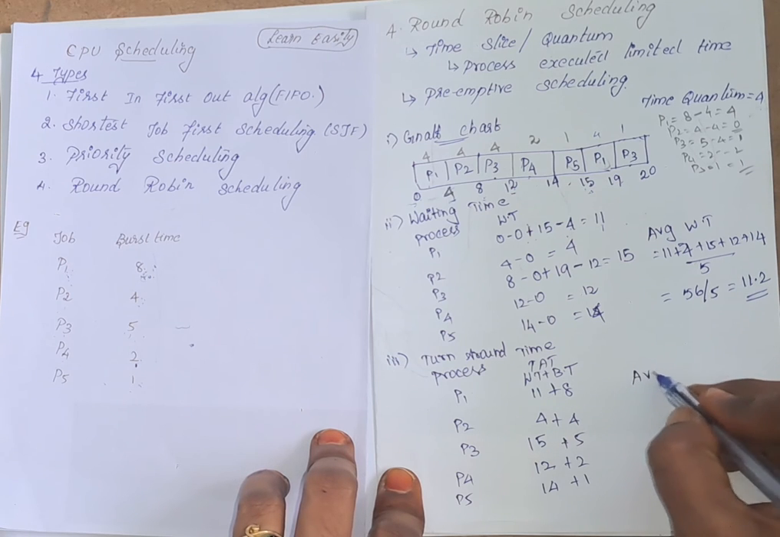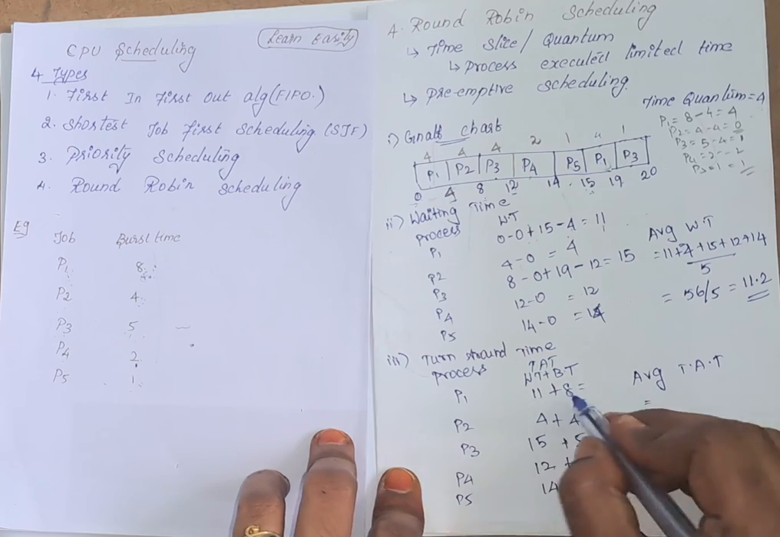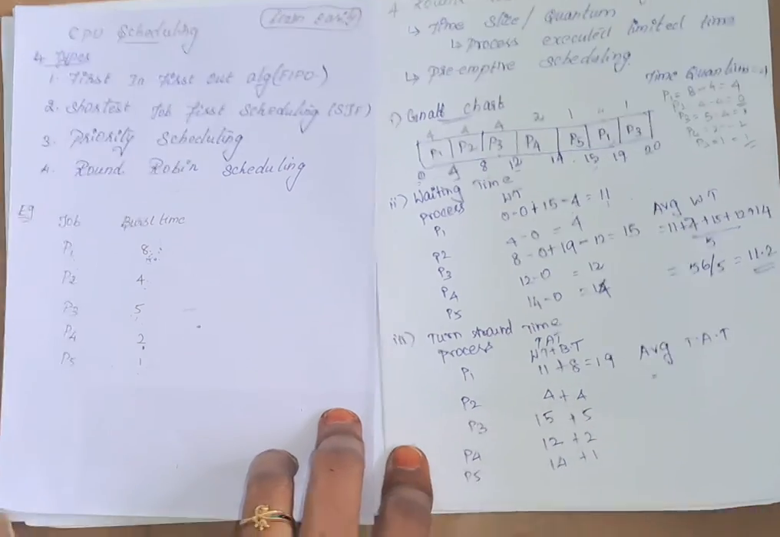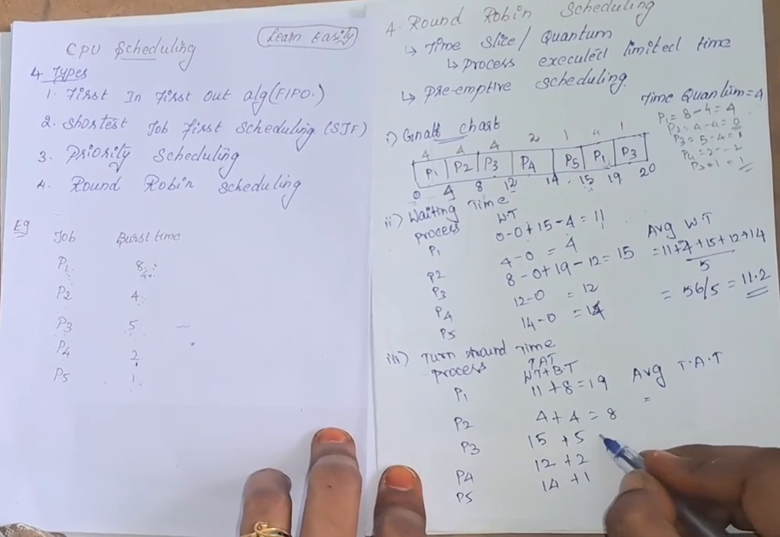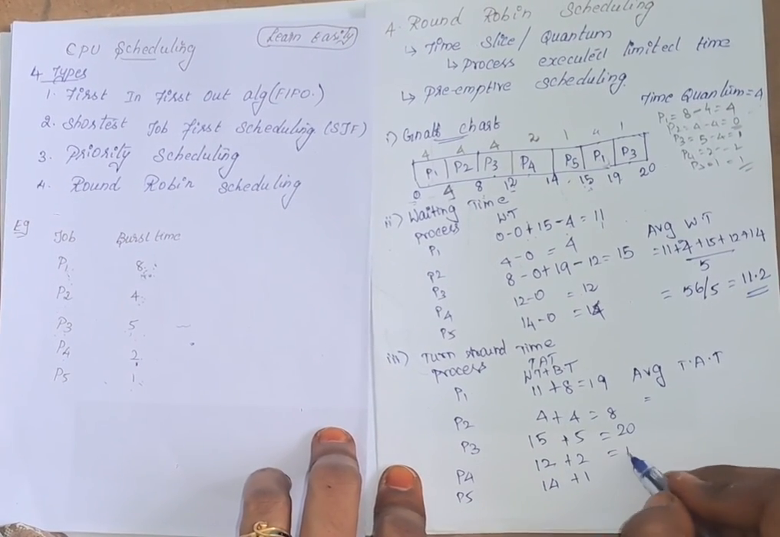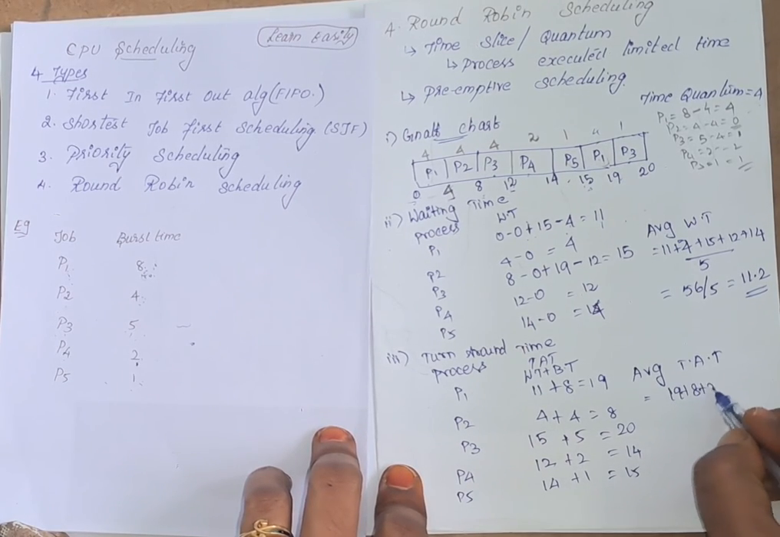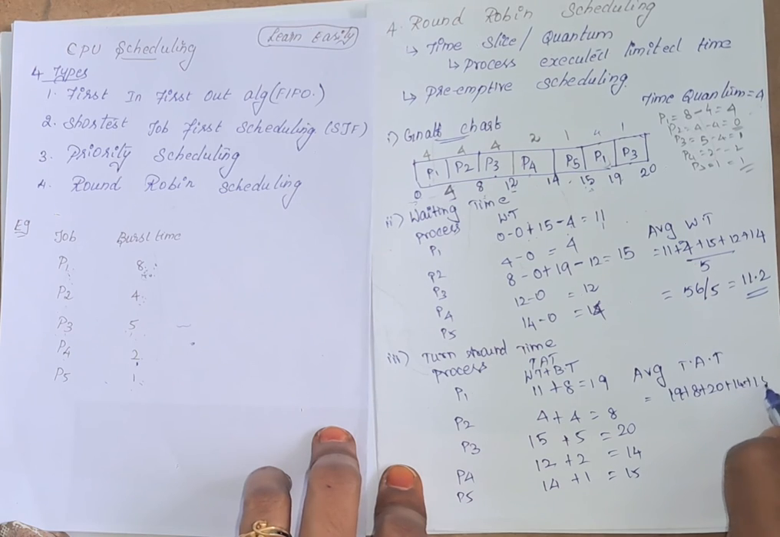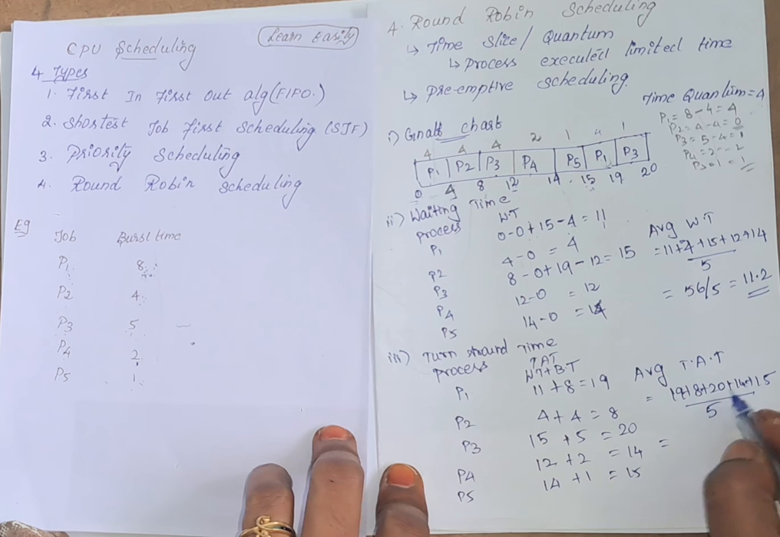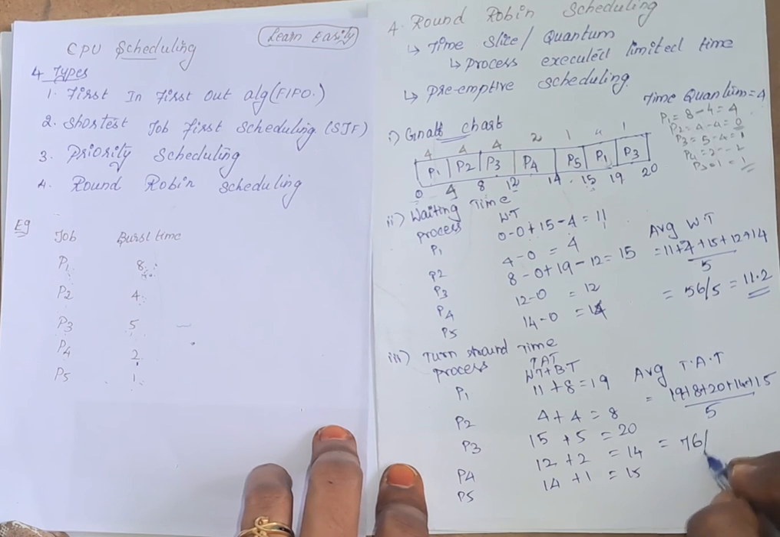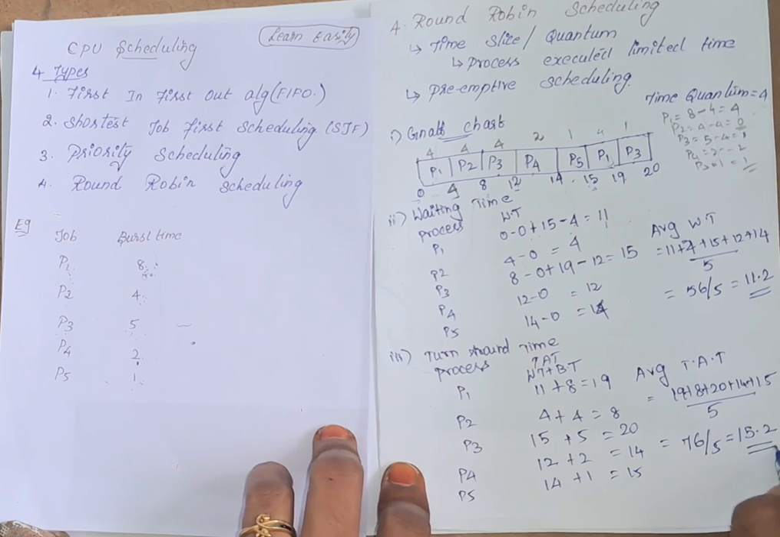So we have to find our average turnaround time. So 11 plus 8 is 19. This one is 8, 20, 14 and 15. So 19 plus 8 plus 20 plus 14 plus 15 divided by the number of processes, that is 5. So it is 76 by 5. So the value is 15.2.